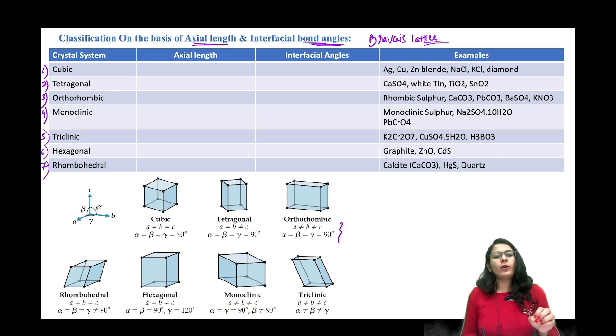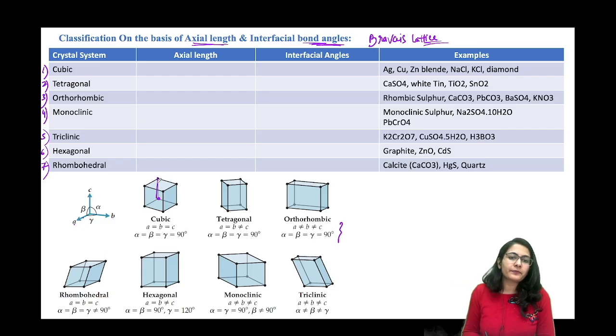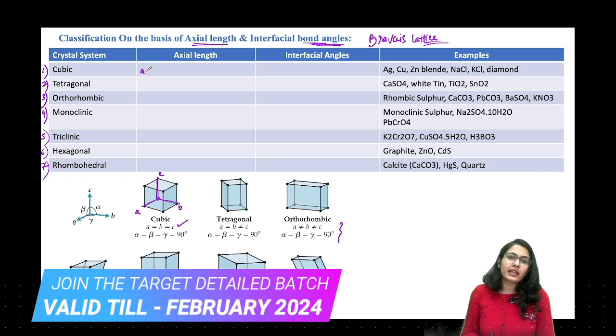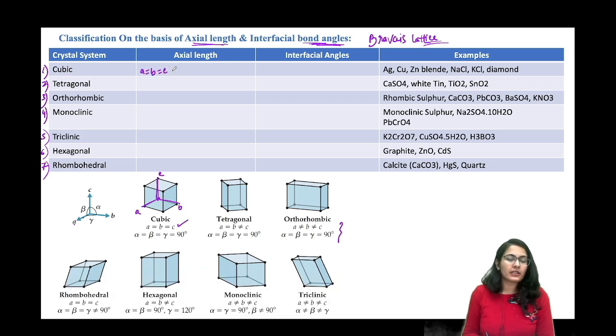Okay, so what is the axial length? The length in all the directions, that is A, B and C, and the interfacial angle between the 3 faces. This is the alpha, this is beta and this is gamma. So alpha, beta, gamma, how they are going to be. So chalo मान लिया हमने this is going to be, for example, this is C, this is A and this is B. So A, B and C is going to be equal. For cube A, B and C are equal, तो हम यहाँ लिख देते हैं A is equals to B is equals to C.